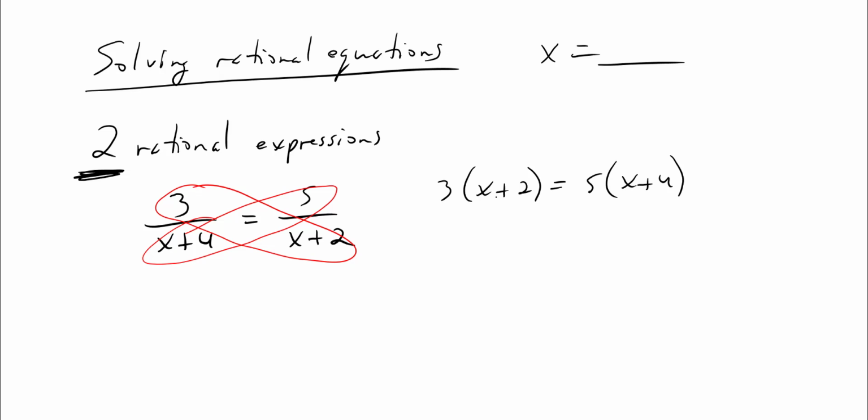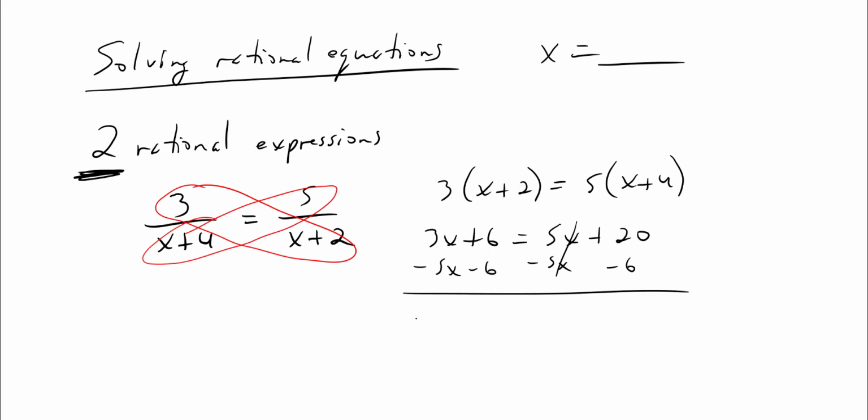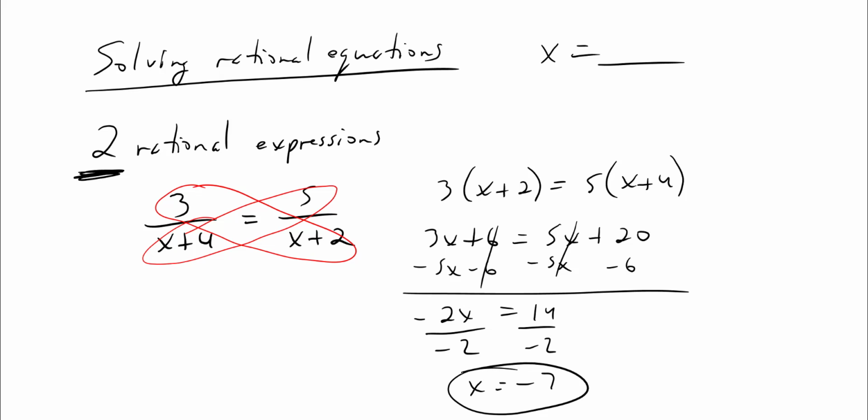Then I just distribute. It's pretty easy. 3x plus 6 is equal to 5x plus 20. Super easy, right? Then I subtract 5x from both sides and subtract 6 from both sides. So that cancels out and you get negative 2x, and that cancels out, and negative 2x equals 20 minus 6, which is 14. Divide by negative 2, so x equals negative 7. That's your answer. Those are super easy problems. Again, if it's two rational expressions, cross multiply and solve.